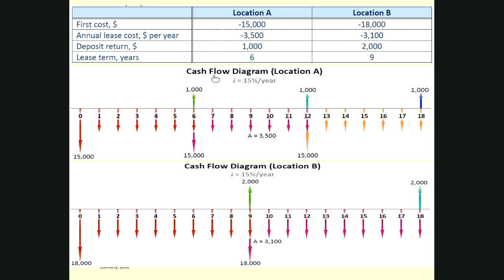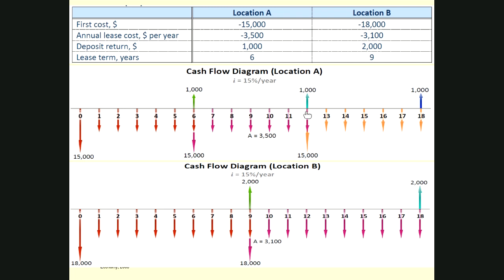Now what about the inflow, the deposit return? It will be with a plus sign: 1,000 multiplied by P given F for 15% and 6 years, and 1,000 P given F for 12 years and 15%.